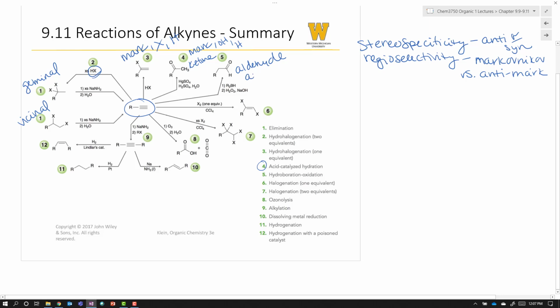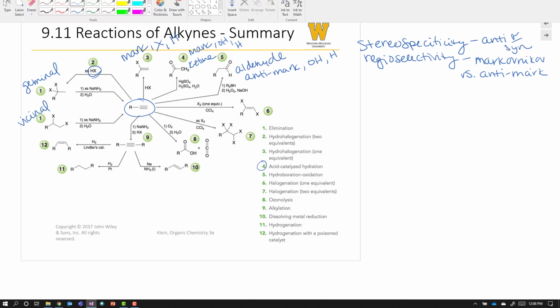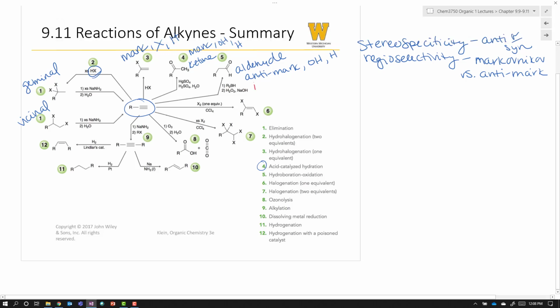This is an example of an anti-Markovnikov reaction. And so you're adding, again, an OH and a hydrogen, but this time your OH is adding on to the less substituted carbon. Another note I would like to put for this is that if it's an internal alkyne, you would not form the aldehyde, but rather you would form the ketone.